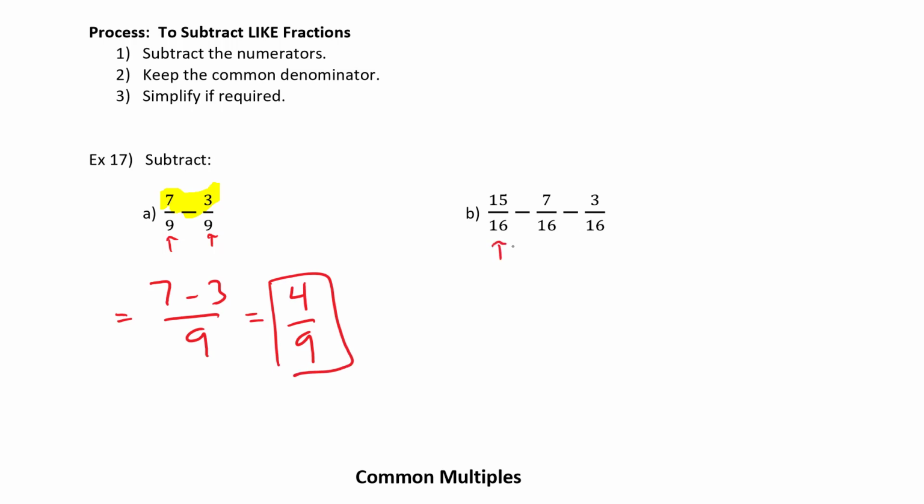Next up, we have 16, 16, and 16. These are like fractions. So I'm going to place it over a common denominator. And then I'm going to look at the numerators. 15 minus 7 minus 3.